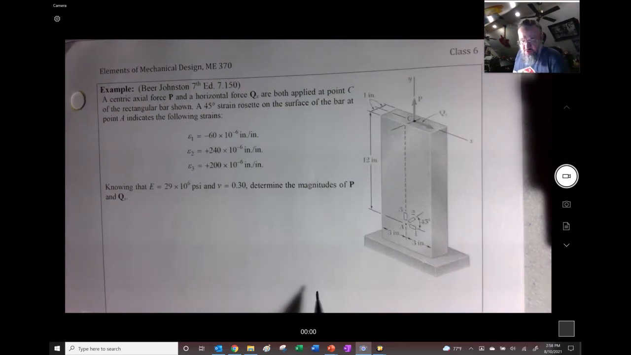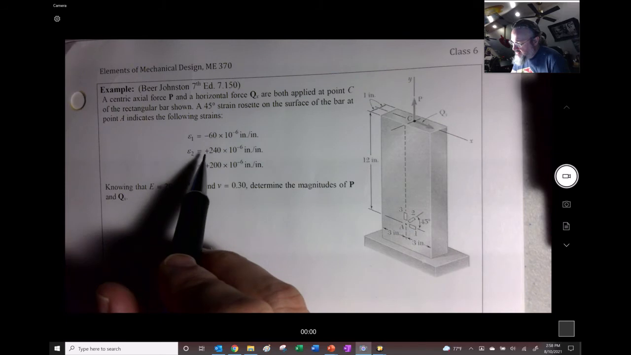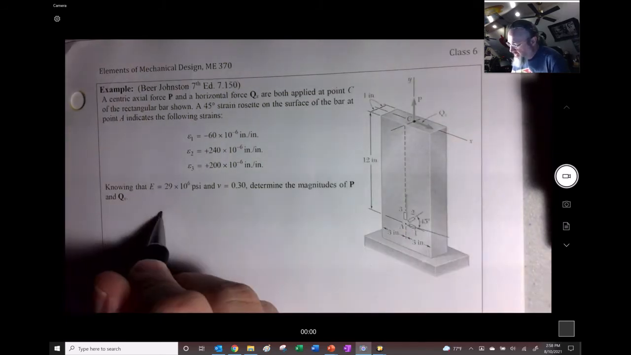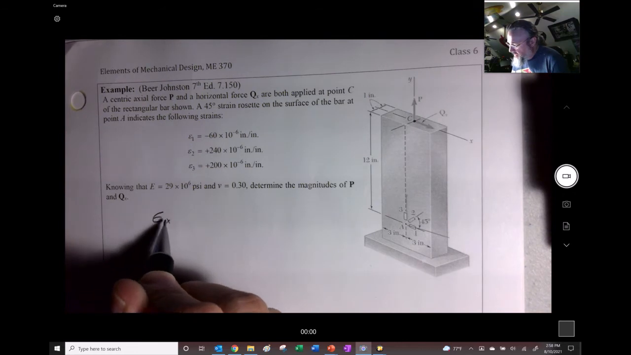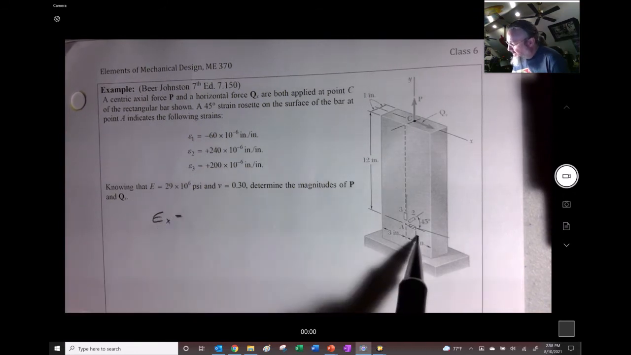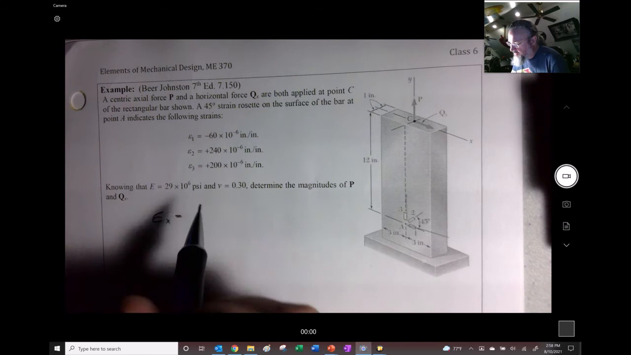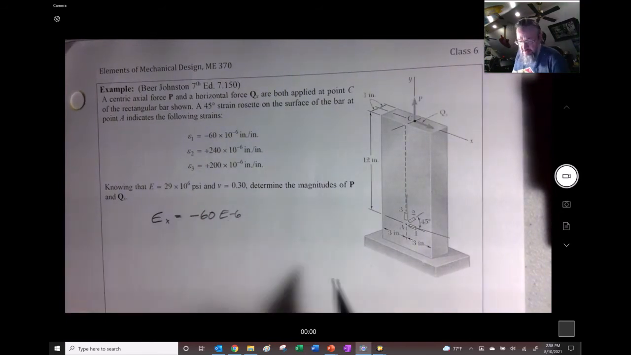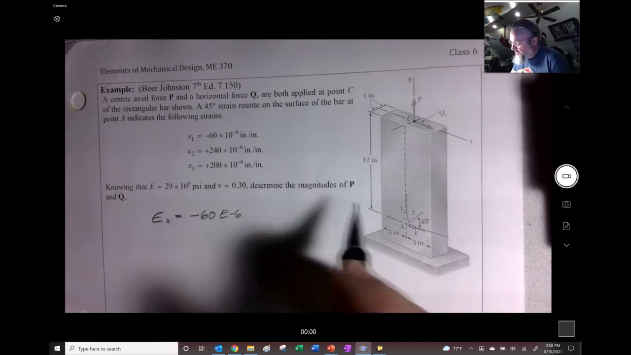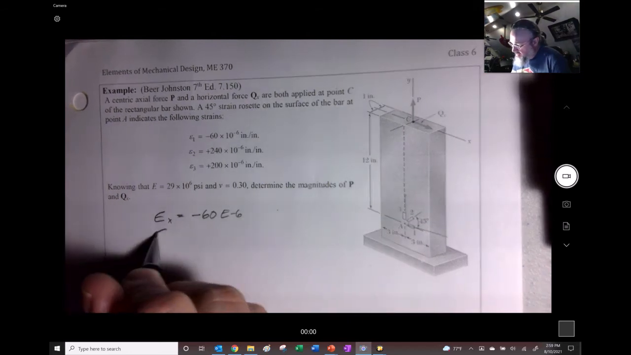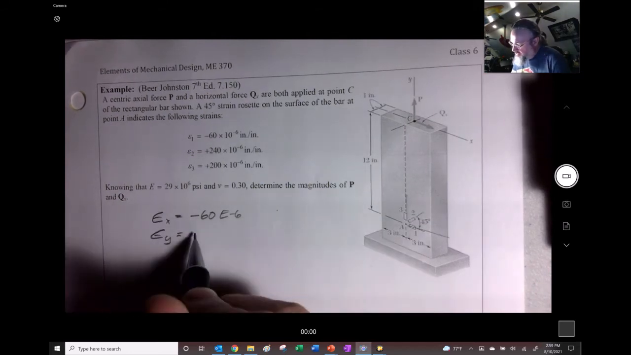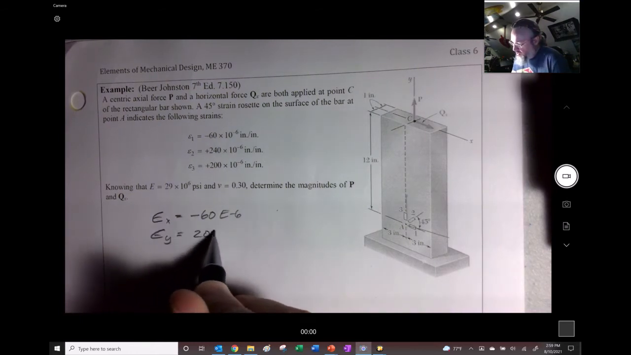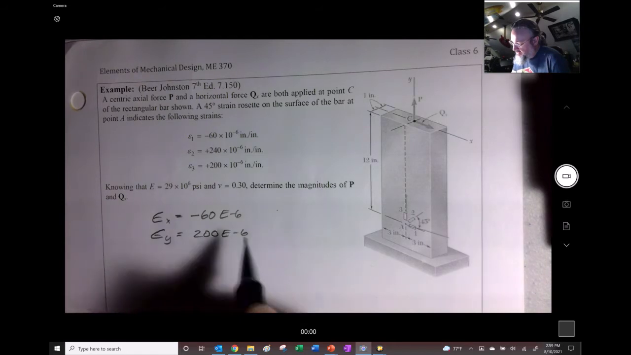So first things first, we can just from observation see that the x direction is aligned with number 1, right? So that's going to be negative 60 e to the minus 6. And the 3 is aligned with the y, so we know that we're going to have 200 e to the minus 6 right here.